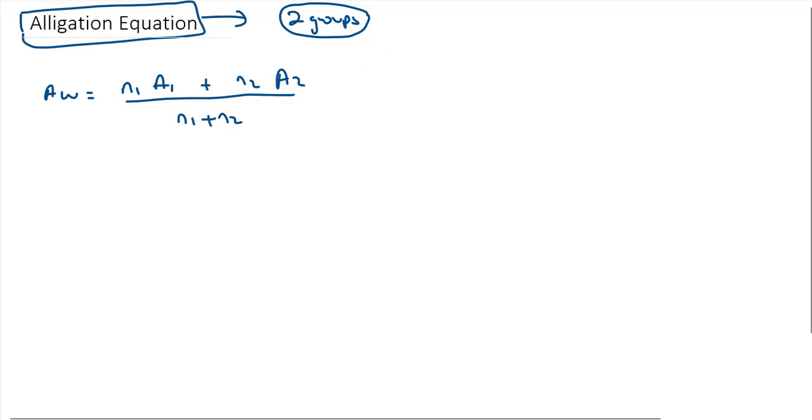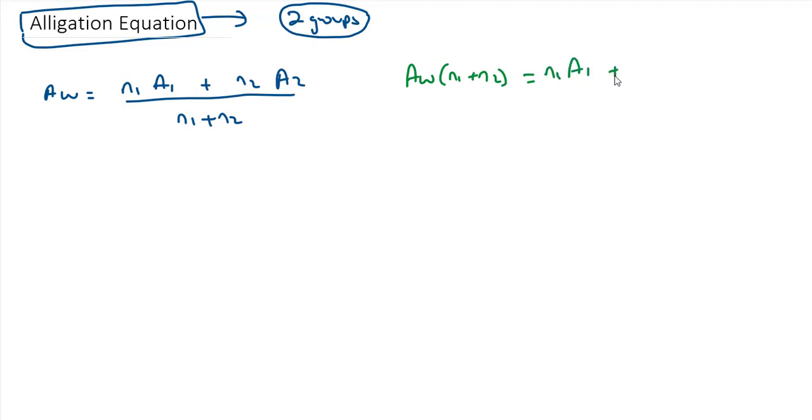So from this we will derive the formula for alligation. For that we will multiply this denominator to the left hand side. So we will get AW into N1 plus N2, which will be equal to N1A1 plus N2A2. We will take all the N1 terms on one side and all the N2 terms on the other side. So by opening this bracket we will get AW into N1, and we will take this N1 on the left hand side. So this will become N1A1, and this will be equal to N2A2 minus AW N2. We'll take it on the right hand side.